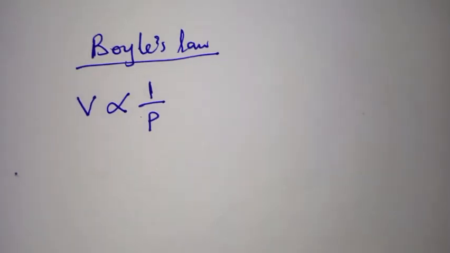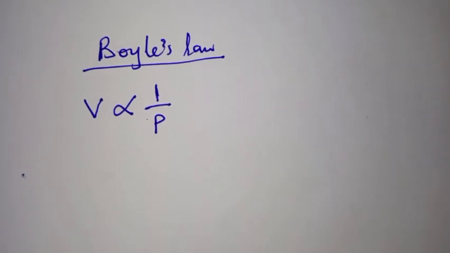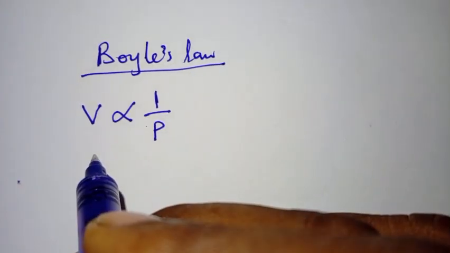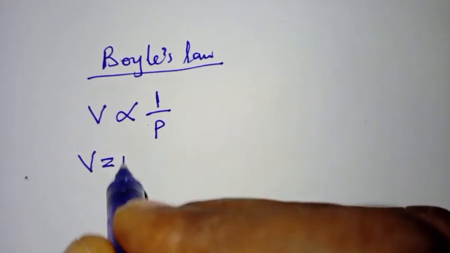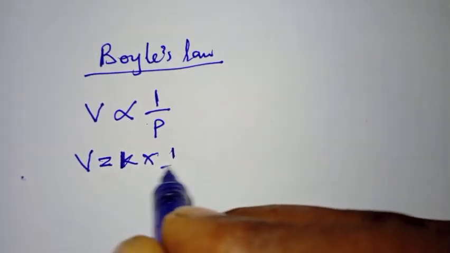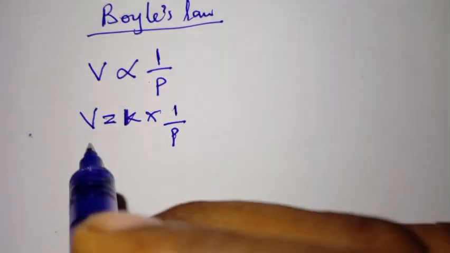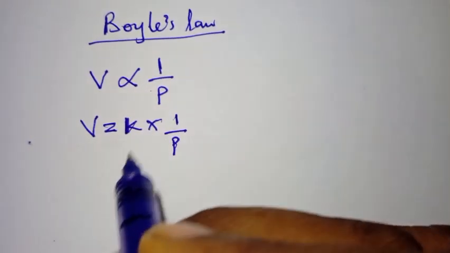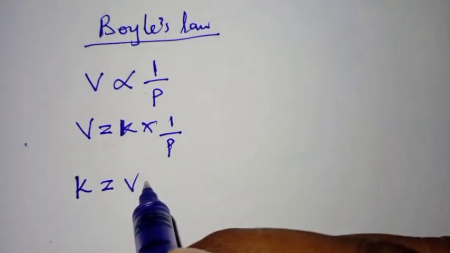As P. Now, to form this relationship into a mathematical equation, we can replace this proportionality sign with an equal sign and a constant. So on that note, we have V equals K times 1 over P. Are you following through? So now our goal here is to make K the subject of the formula. Doing so, we are going to cross multiply. Now by cross multiplication, we have K equals VP.